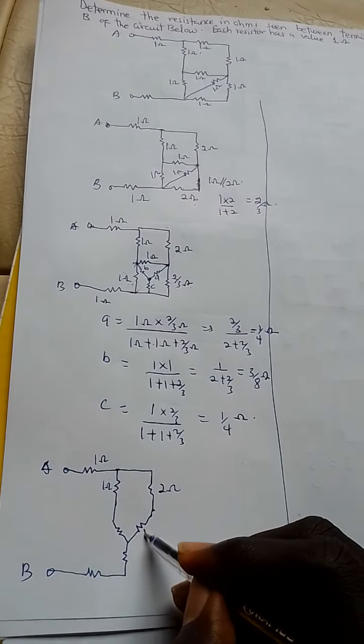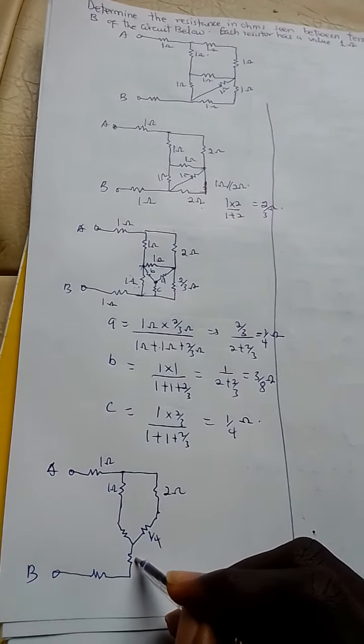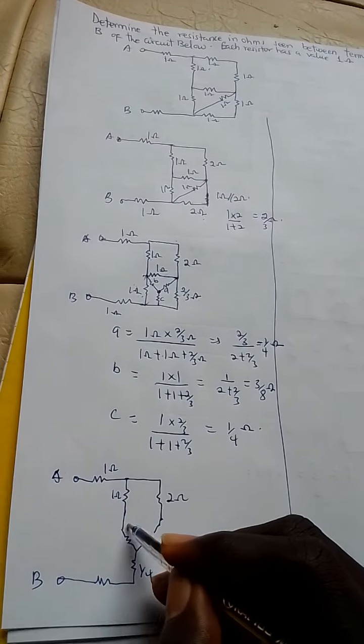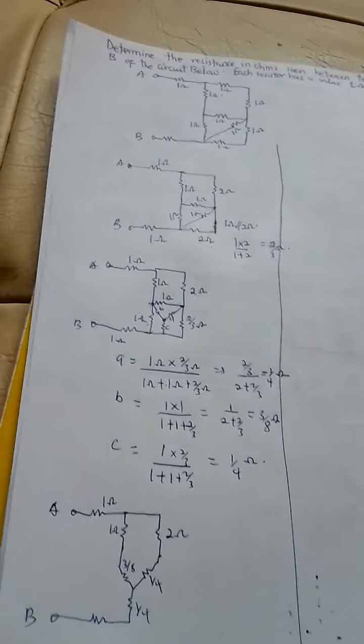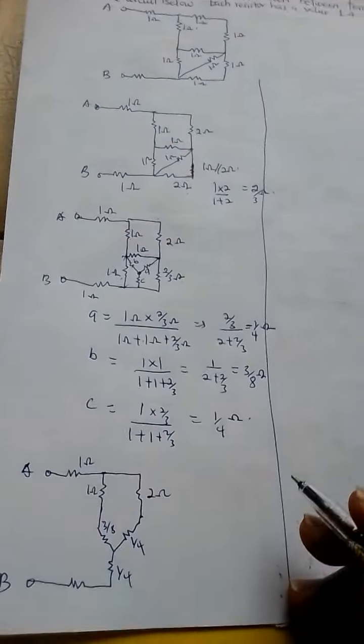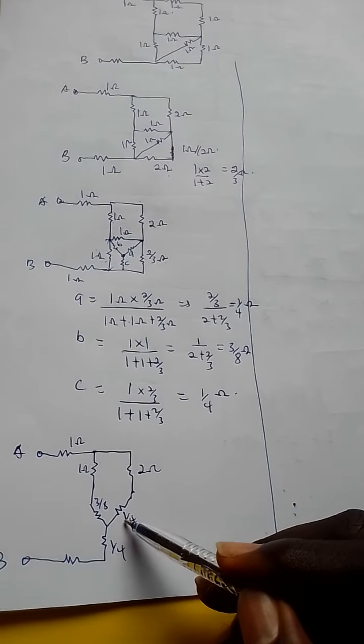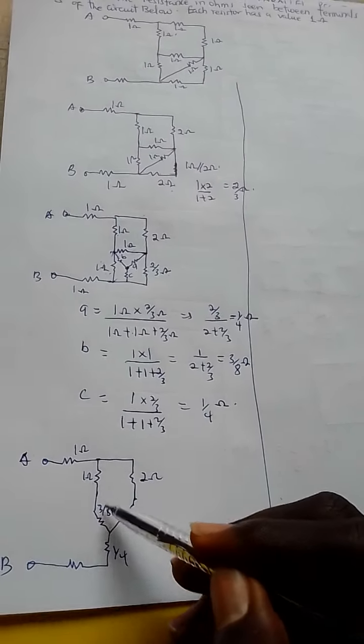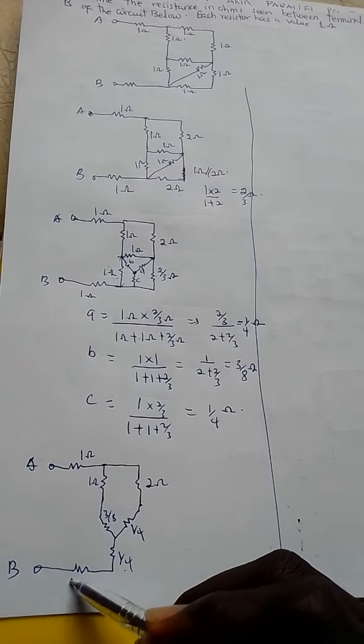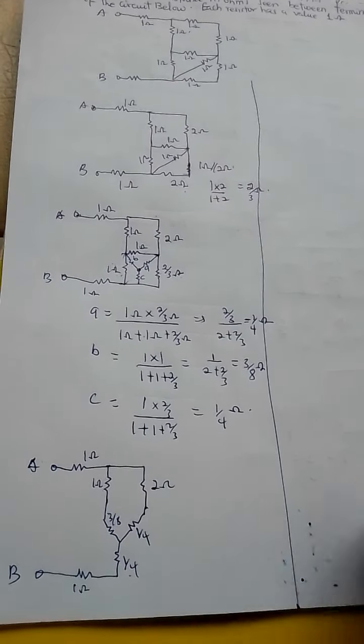So this is the resulting diagram. So my A, which is 1 over 4, my C, which is 1 over 4, and this 3 over 8, like this. From here I can see that there will be some series connections, that is 1 over 4 and 2, 1 and 3 over 8, as well as 1 over 4 and this 1 ohm.